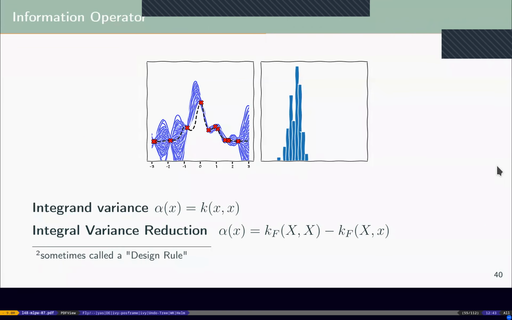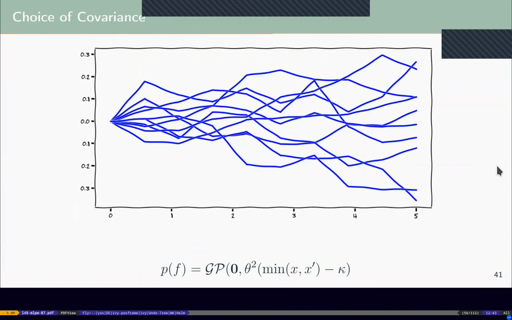Cool. So let me show you the next benefit. I hope you agree that if I have this distribution, I can be a lot more clever about where I pick the points. So let's take this covariance function. This is a Wiener process covariance function. It's a piecewise linear function. It looks like this. These are samples from it.